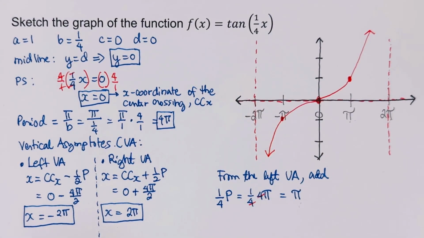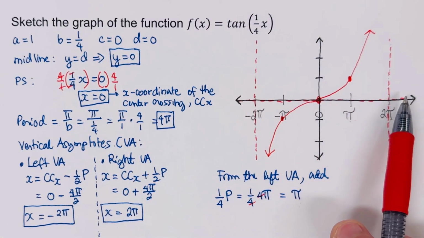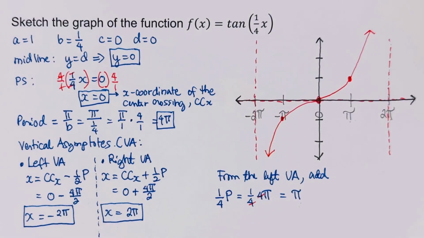Now, we remember that we can have more of these periods to the left and more to the right. But for now, we're drawing one cycle of this function. So that is how we sketch the graph of tangent function.